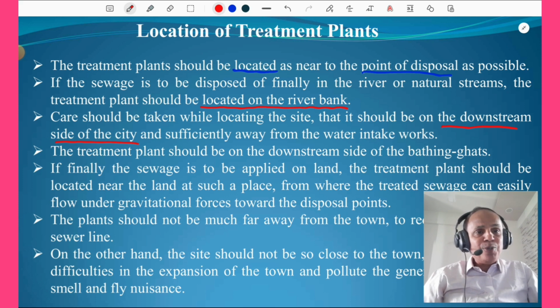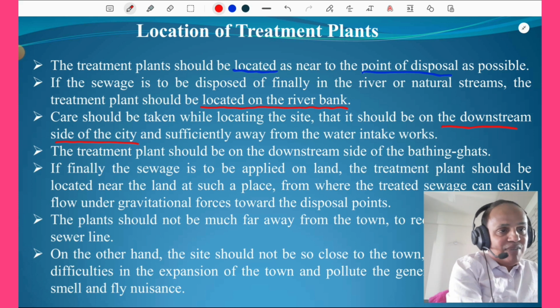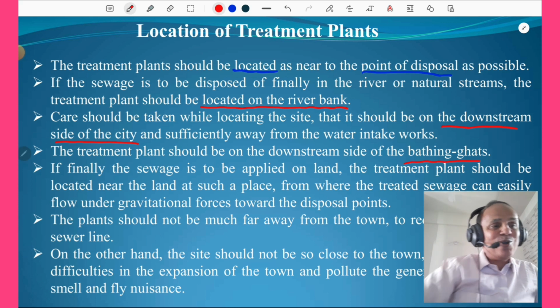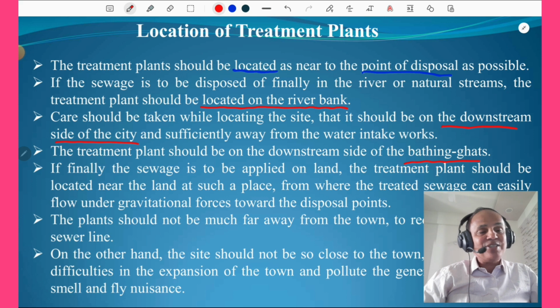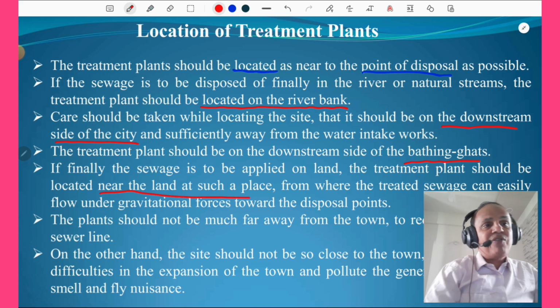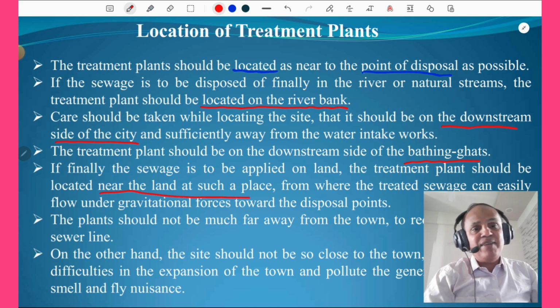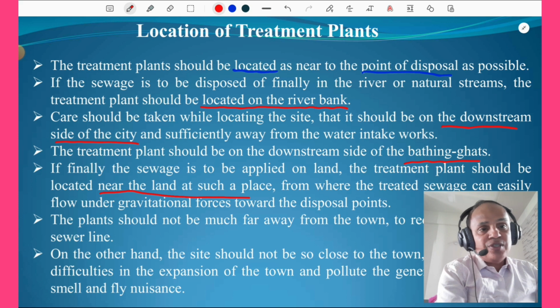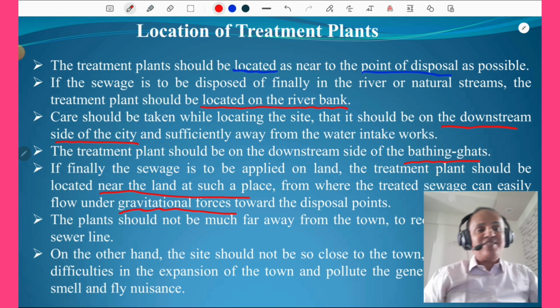The treatment plant should be on the downstream side of the bathing ghats also. Why? Because the water received on the bathing ghats should be free from such treated sewage. If finally the sewage is to be applied on the land, the treatment plant should be located near the land or at such a place from where the treated sewage can easily flow under gravitational force towards the disposal point. So the location or topography should be such that the sewage can be transported with the help of gravitational forces.